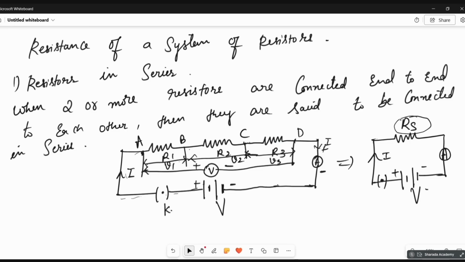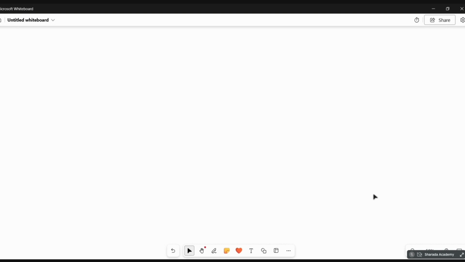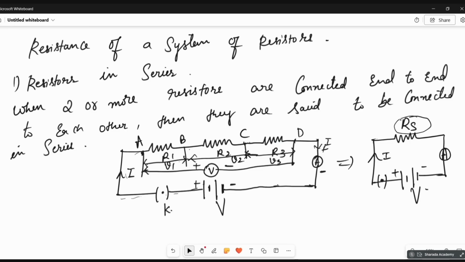Understood? So first thing, series means only one end will be connected. Then we call it as series. Okay. Then in a series circuit, what happens? The current through all the resistors will be the same because it has only one path. All current will flow there only. Okay. But voltage across R1, R2, R3 will be different because they are at different points.